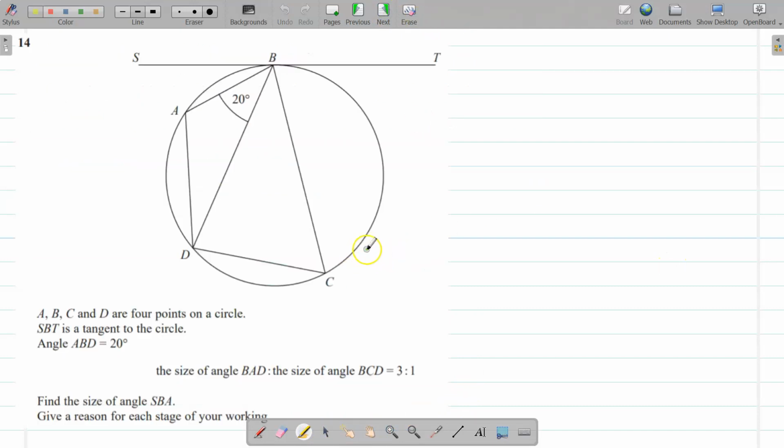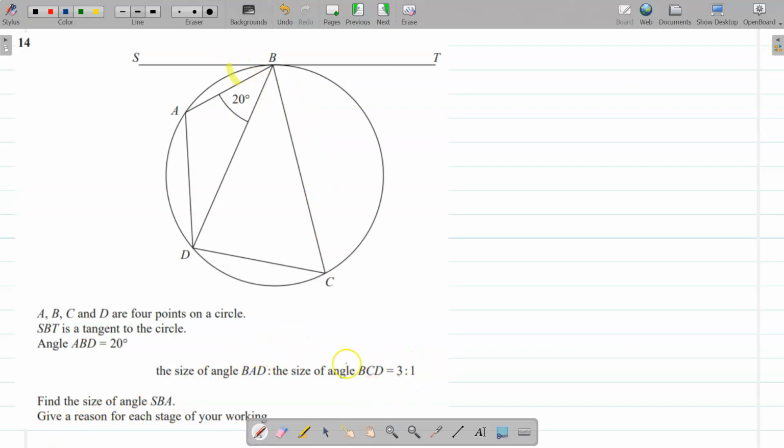Next, circle theorems. Find the size of angle SBA. The first thing I do is mark the angle that I want to find. It's that one there, SBA. Then use whatever circle theorems I need. Give a reason for each stage of your working. Let's try and do this fairly quickly.